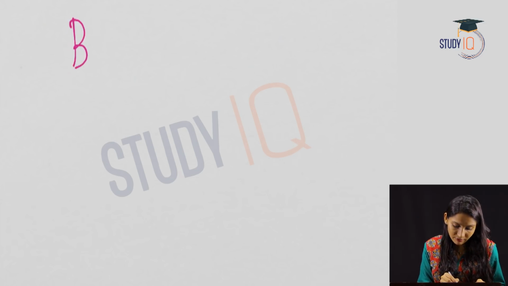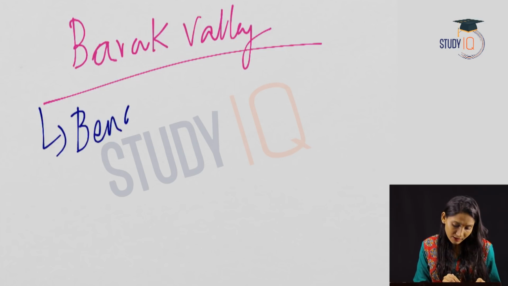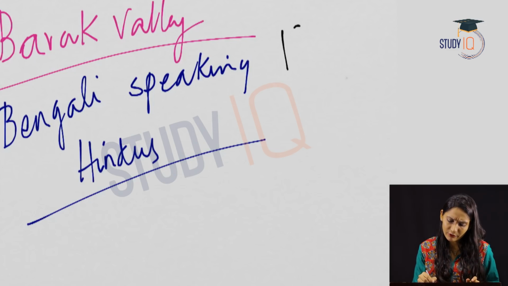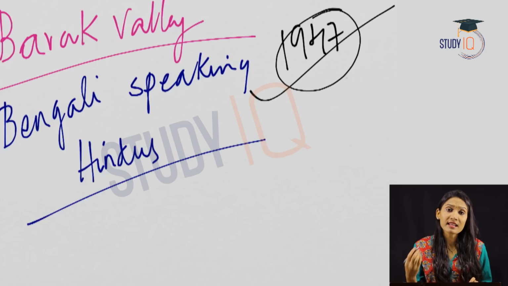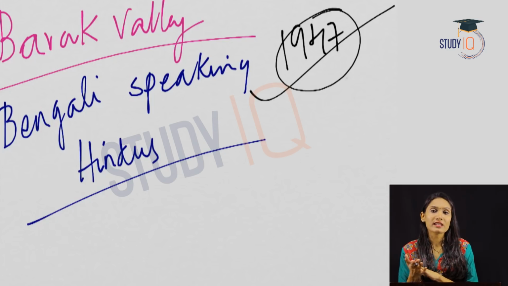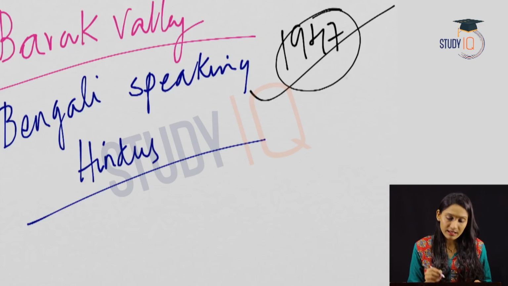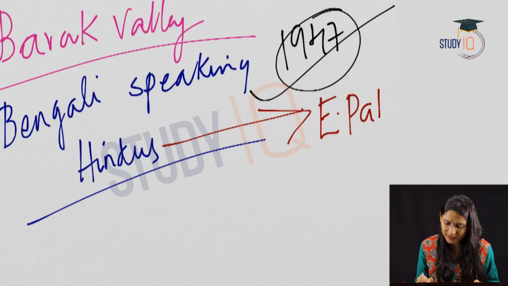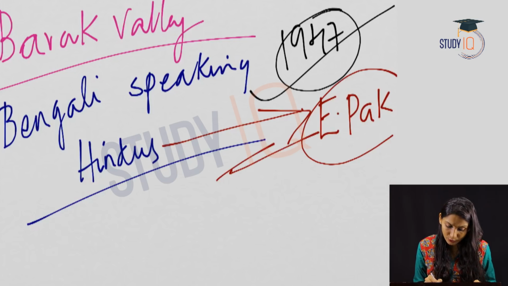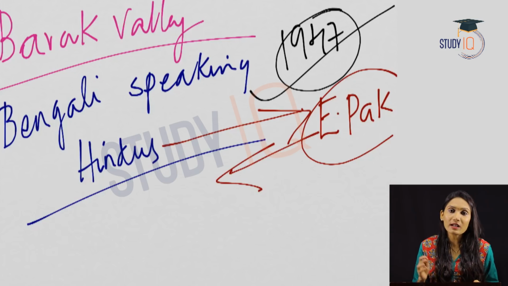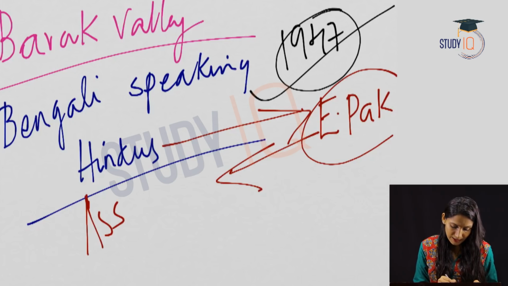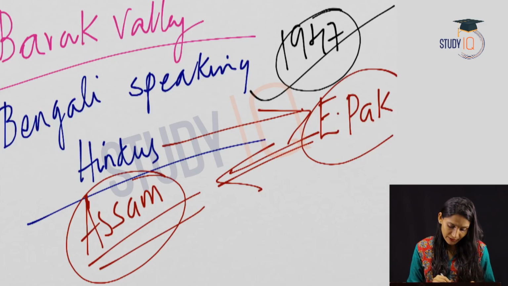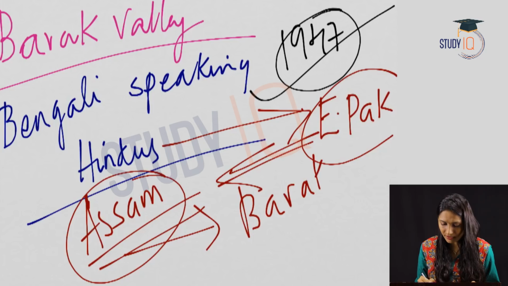Next, coming to the Barak Valley. These are the Bengali speaking Hindus. Here you should remember that there was a linguistic divide between two regions since 1947 when we got independence. Since then there is a divide between these two regions on the basis of language. Most of the Bengali speaking Hindus joined East Pakistan after the partition. But a group or one part of these Bengali speaking people remained in Assam. So most of them joined East Pakistan, but a group remained here. And these people live in Barak Valley.